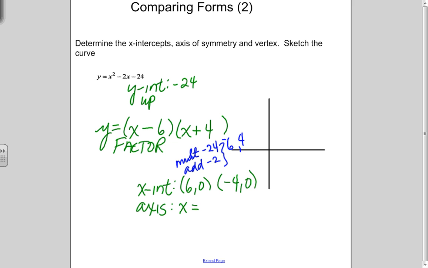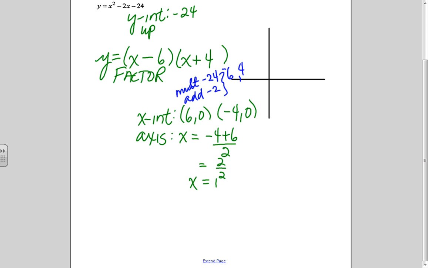We're going to average these 2 x-intercepts to find that axis of symmetry. So to average them, I'd add -4 and 6 together and divide by 2, which will give me 2 over 2, which is 1. My axis of symmetry would be x equals 1. My vertex: the axis of symmetry runs through the vertex.